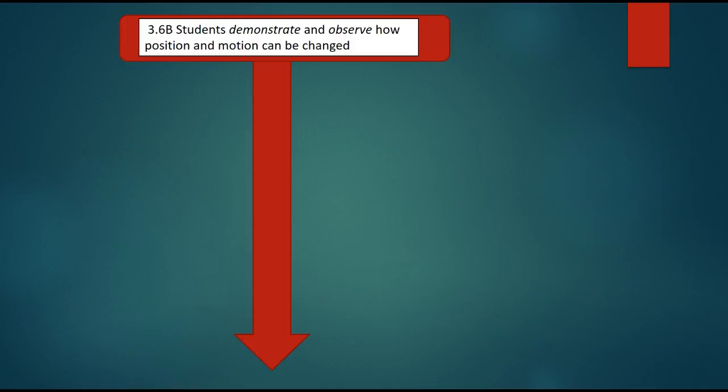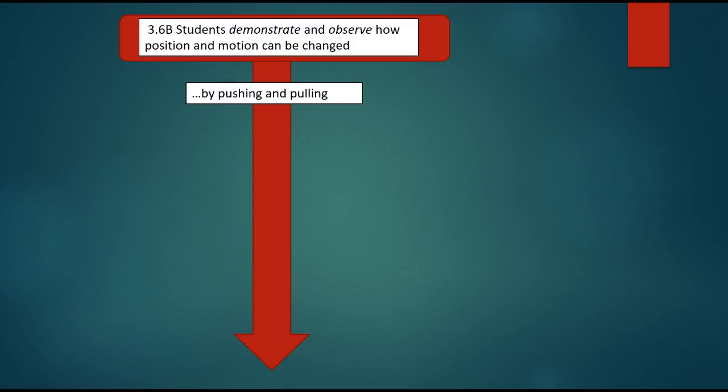Okay, so we're going to take 3.6b and dissect that out and look at how you might approach that. As an introduction, maybe perhaps in your Engage, we're going to take the first part of the standard. We're going to talk to students about demonstrating and what that means and observing, and we're going to demonstrate and observe how position and motion can be changed. So just very basically, what position is, what motion is, and how those two things can be changed.